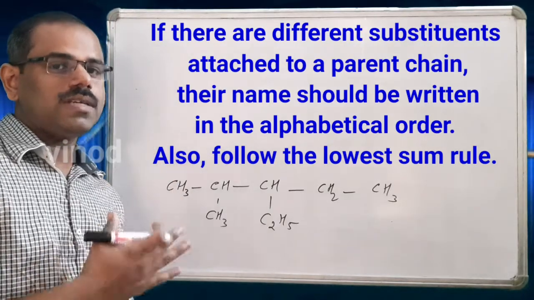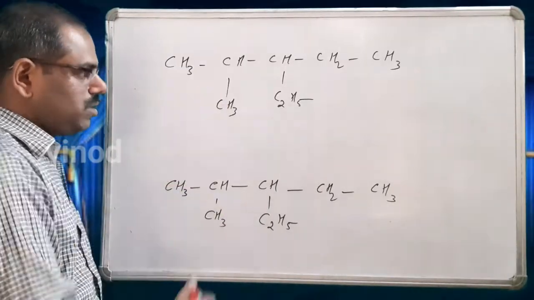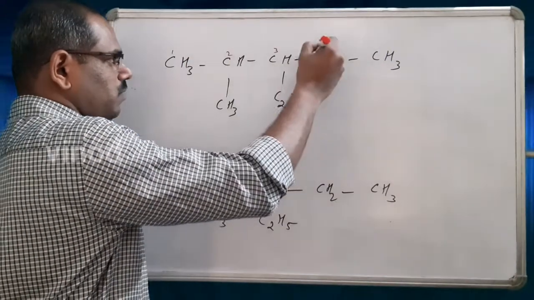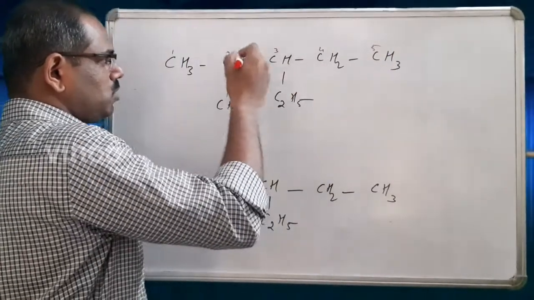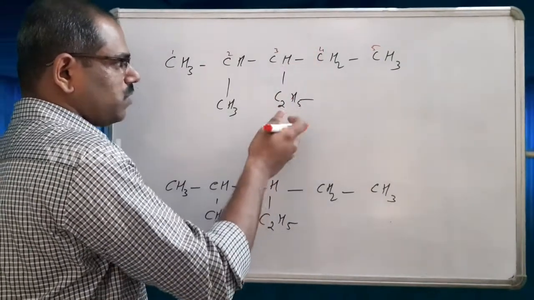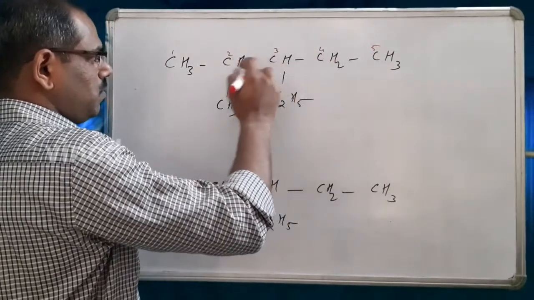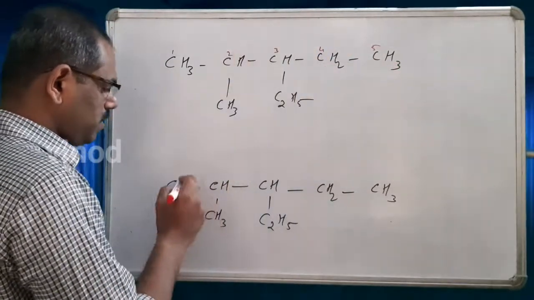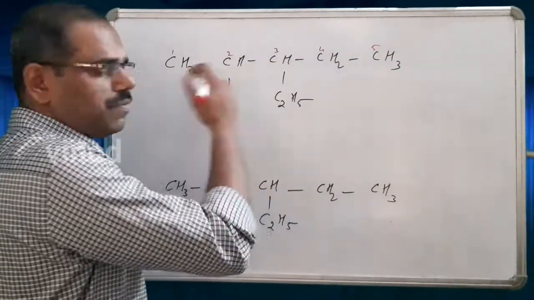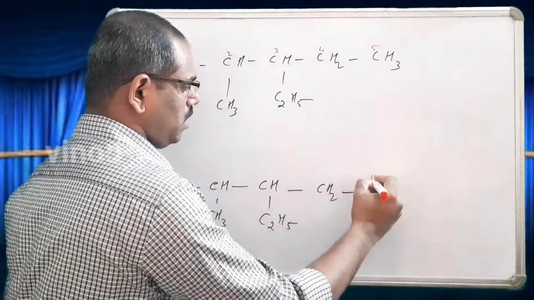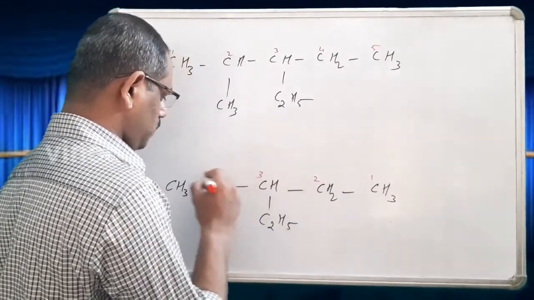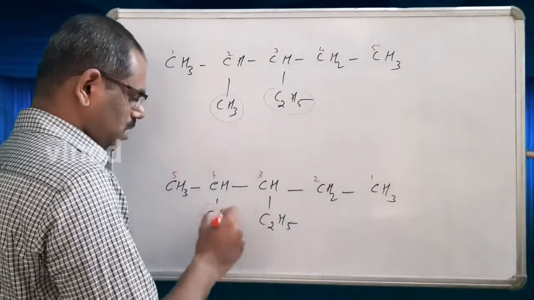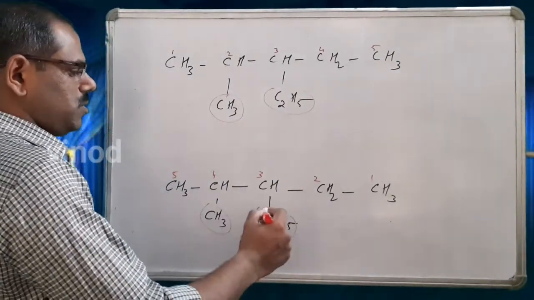Also we are supposed to follow the lowest sum rule. So we write in 2 different ways. First one I write 1, 2, 3, 4, 5, or 1, 2, 3, 3, 4. If downwards only 4 comes. 1, 2, 3, 4, 5 is also possible. Anyway, you number either from here 1, 2, 3, 4, 5, from left to right or right to left, so that I got 2 substituents which are not numbered.